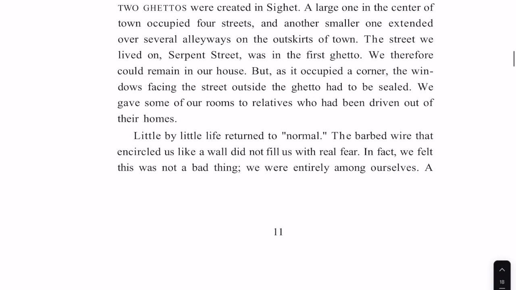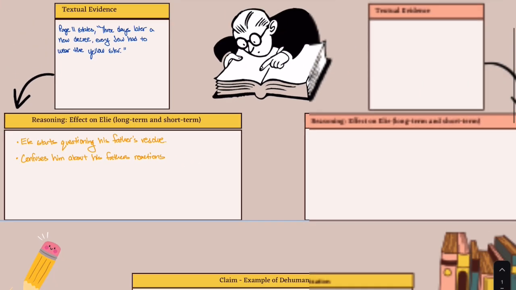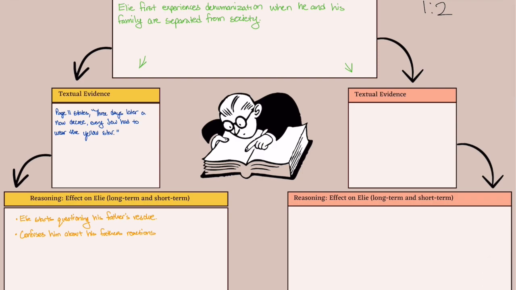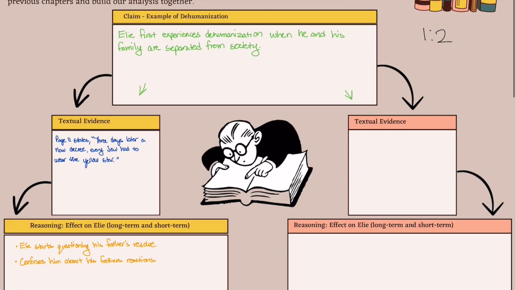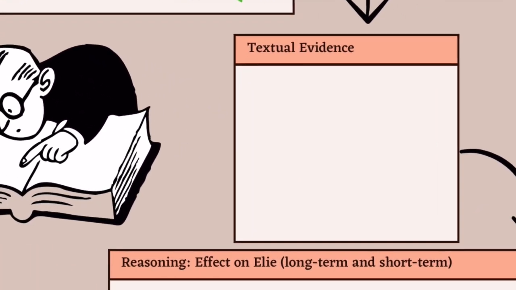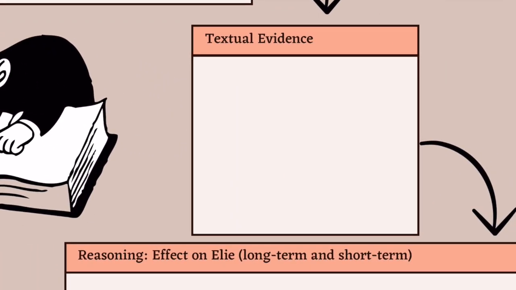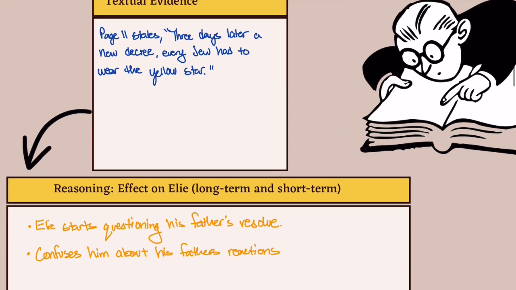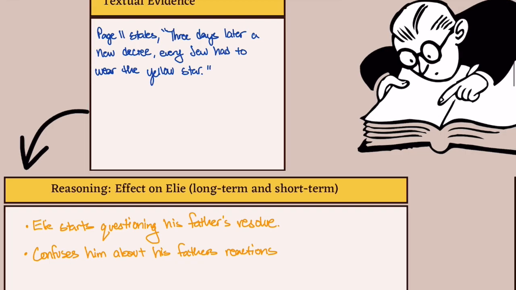Okay? So why don't we find another piece of textual evidence that can support our claim here. Another piece of evidence that supports our claim, saying that Eli first experiences dehumanization when he and his family are separated from society. Let's go ahead and find another piece of evidence for that one. Okay, make sure to pause the video on these. I know I'm probably moving a bit fast, but just pause anytime you need to catch up.